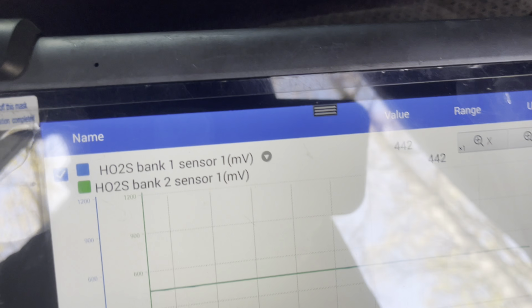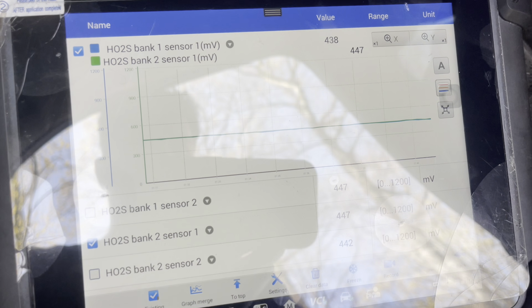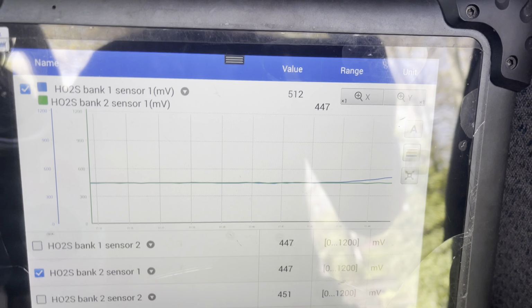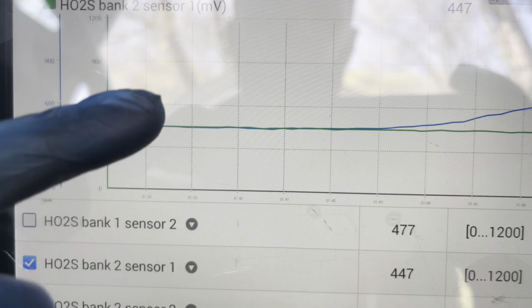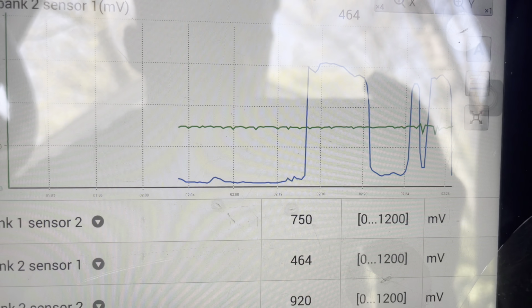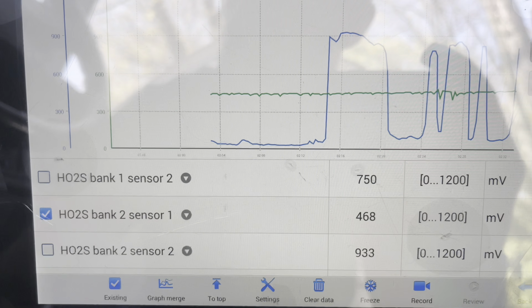All right, we're going to start the truck up. Right now, sounds pretty good. We're going to wait for this to go into closed loop. Okay, so here we go. We're looking at the oxygen sensor switching.